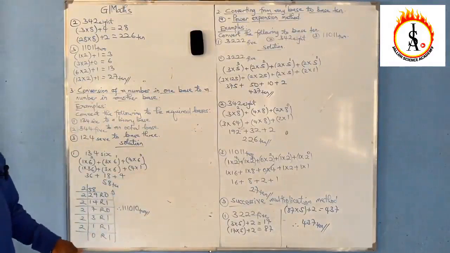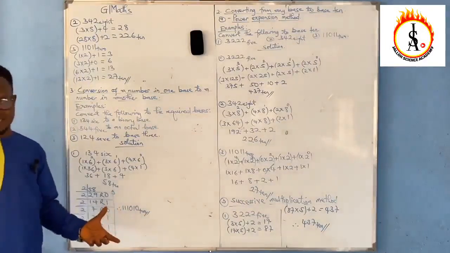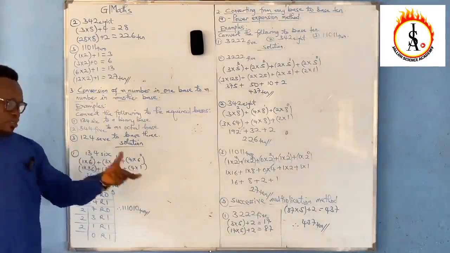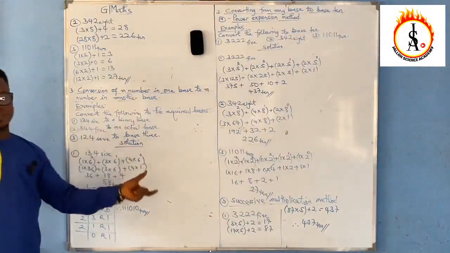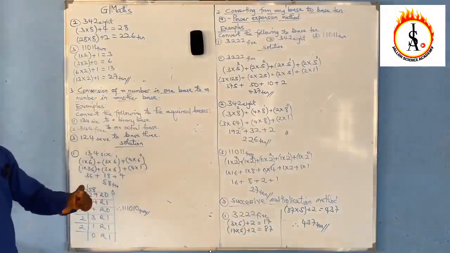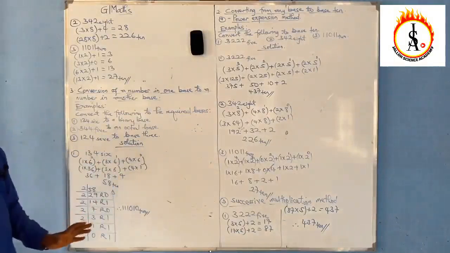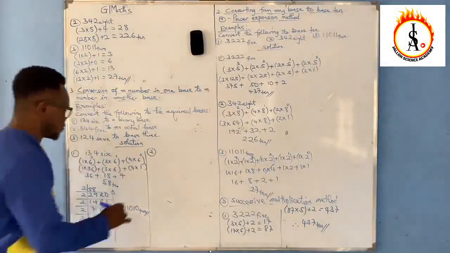So if you observe, each time you are converting to a base, the highest number that should appear in that base should be 1 less than the base. If you are converting to base 3, the highest number in base 3 is 2. The highest number in base 4 is 3. The highest number in base 5 is 4. The highest number in base 6 is 5. In base 7 is 6. In base 8 is 7. Okay? In base 9 is 8, as the case may be. So that's it. Second example, we have 344 in base 5.